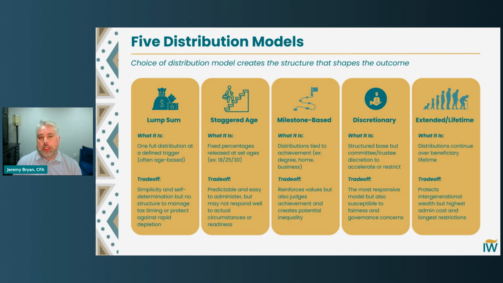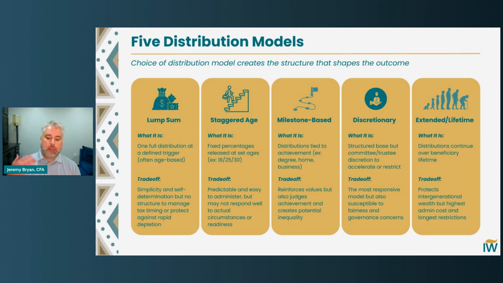Again, if you haven't reached financial security and you get a lump sum and you don't know what to do with it, well, guess what you're going to do with it? Sometimes you're not going to do the most optimal thing with it. So from that side, that's the trade-off: simplicity and self-determination on one side versus potential for aggressive tax cost and potential for rapid depletion, because you've allowed somebody who maybe hasn't reached financial maturity yet to make decisions that they may not be ready for.